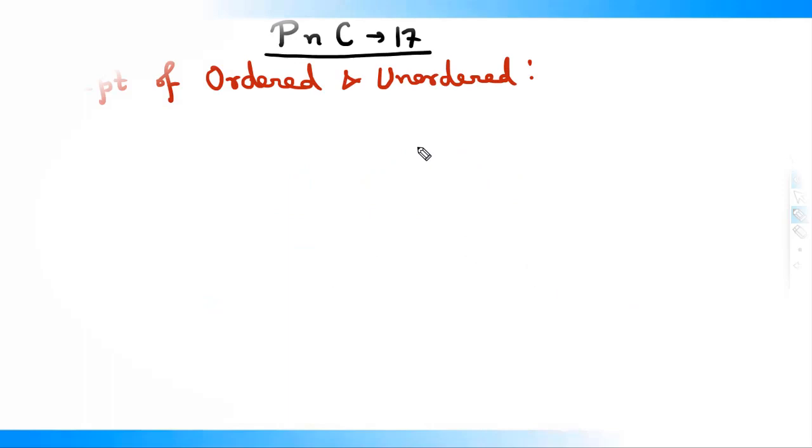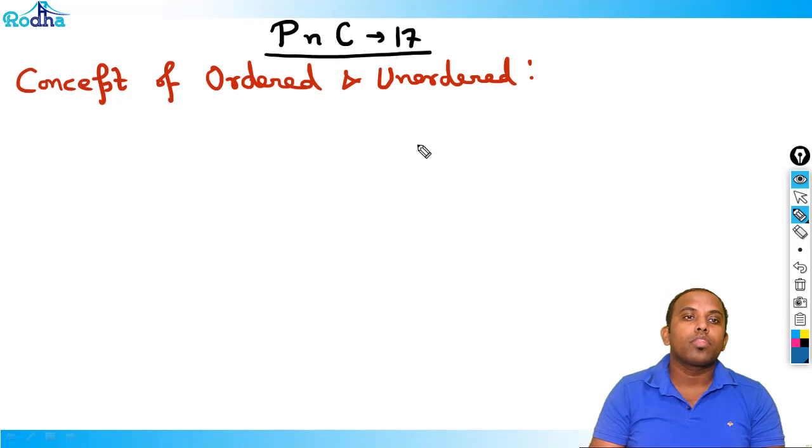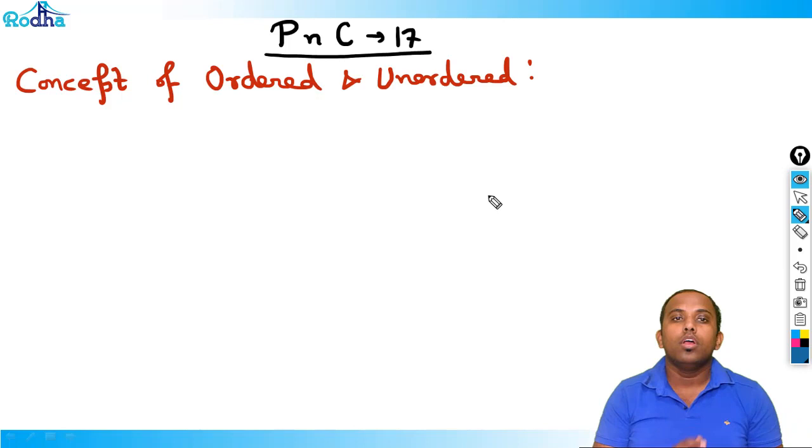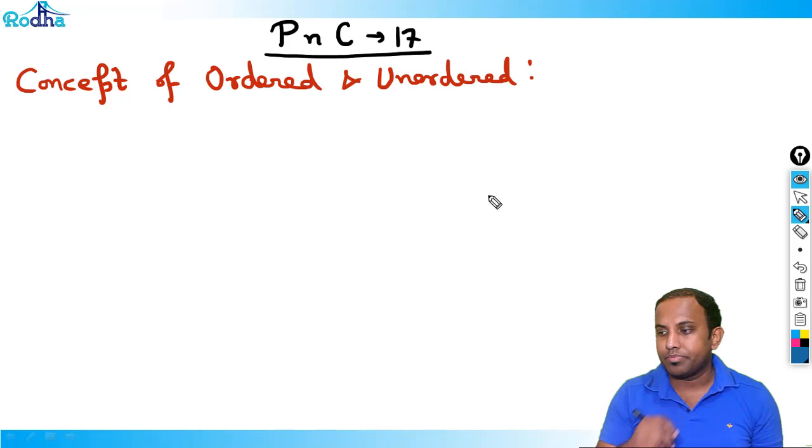My name is Ravi Prakash and we'll discuss here the concept of unordered and ordered. In bits and pieces, I've discussed this kind of concept so many times in the number system chapter and in PNC also. So we'll try to collectively study together. So what is the concept of unordered and ordered?